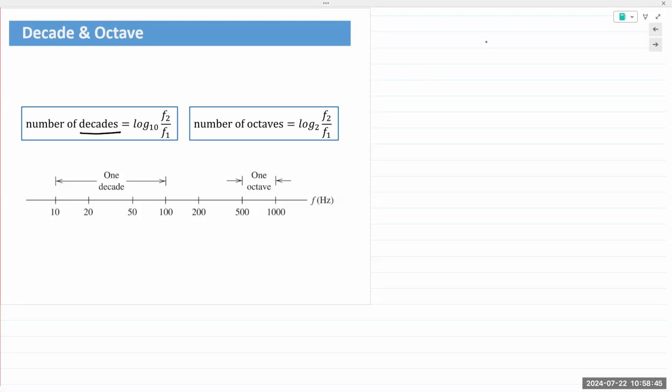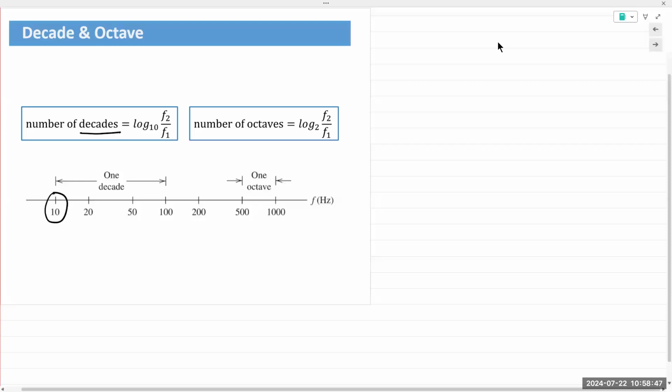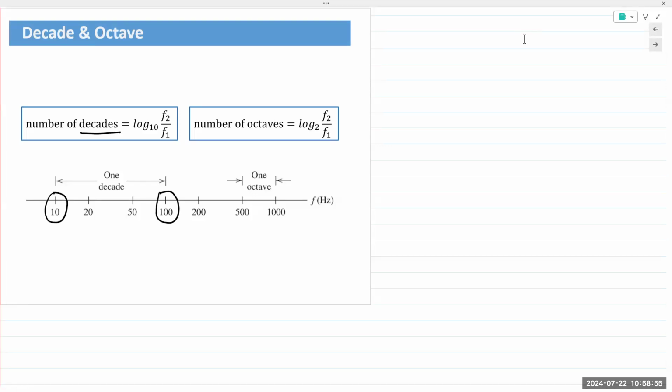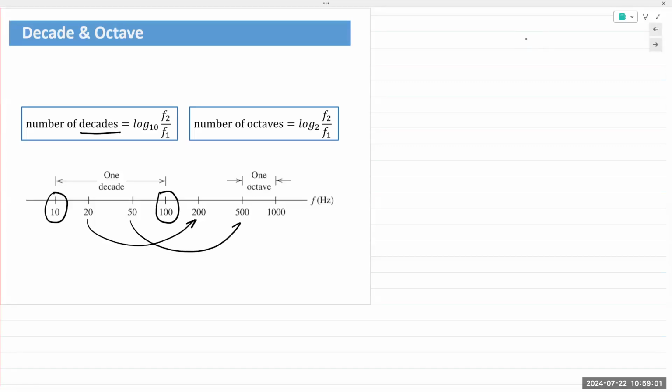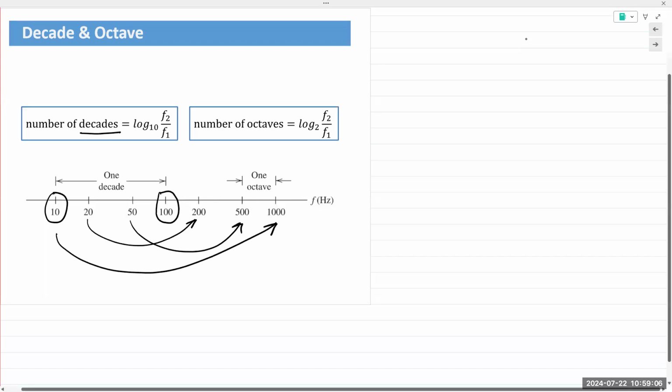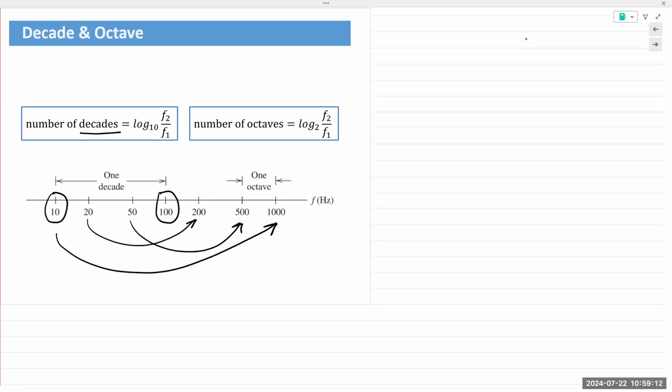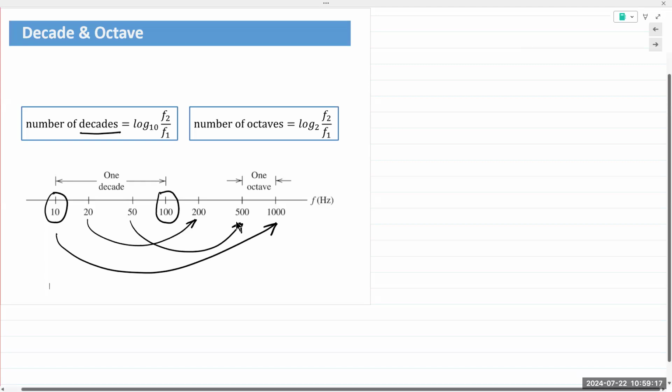So let's say if you're talking about frequency 1, which is 10 hertz, and frequency 2, which is 100 hertz, that is a ratio of 10, and that qualifies as 1 decade. 20 to 200 is the same, and so is 50 to 500. If you go from 10 to 1000, that is a ratio of 100, and so if you take log of 100, it's a change of 2. So this signifies that it is 2 decades of frequencies.